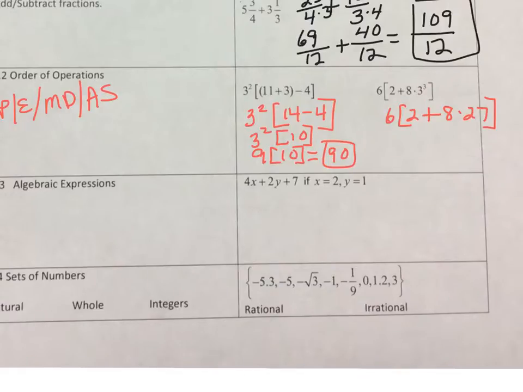Okay, now inside the parentheses I have addition and multiplication. So I got to multiply before I add. It's not doing anything with the 6, not doing anything with the 2, not doing anything with the plus. I am taking 27 times 8. It's just 56, and carry the 5. 2 times 8 is 16, and 5 is 216. So 8 times 27 is 216.